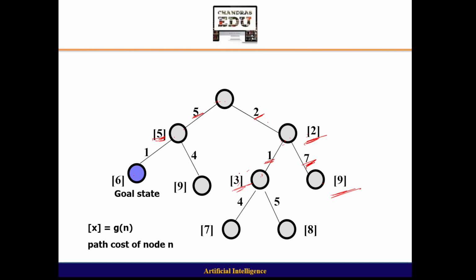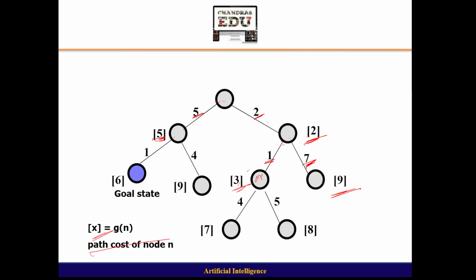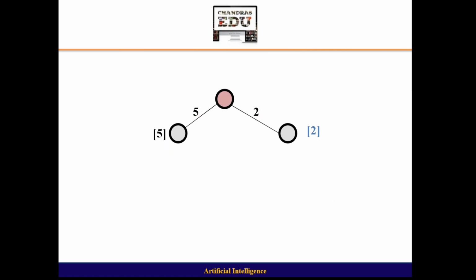Whatever is represented in the square bracket indicates the path cost of the node n. That means if we consider this to be n, the cost of the path from source to this n will be represented in that square bracket. You can see that written here. And we will try to move from the initial state to the goal state using uniform cost search.